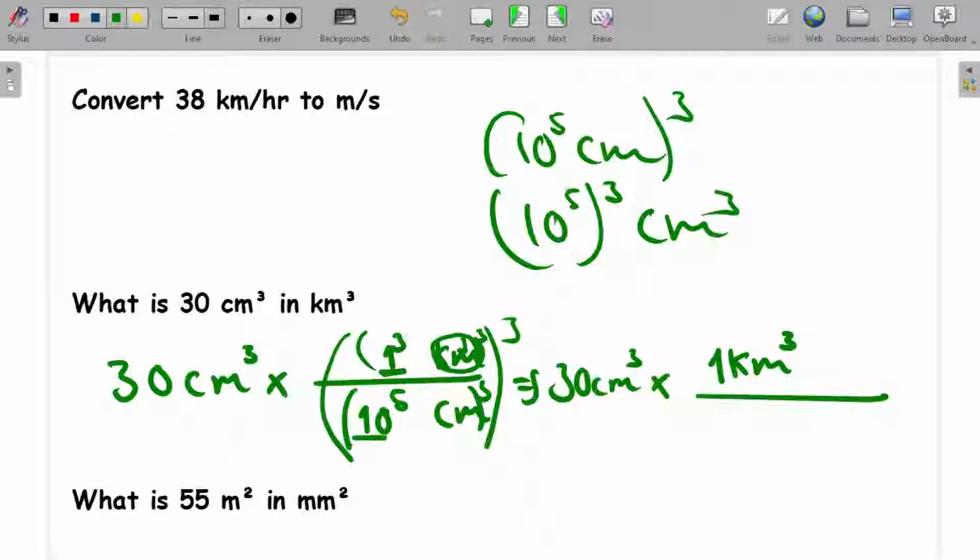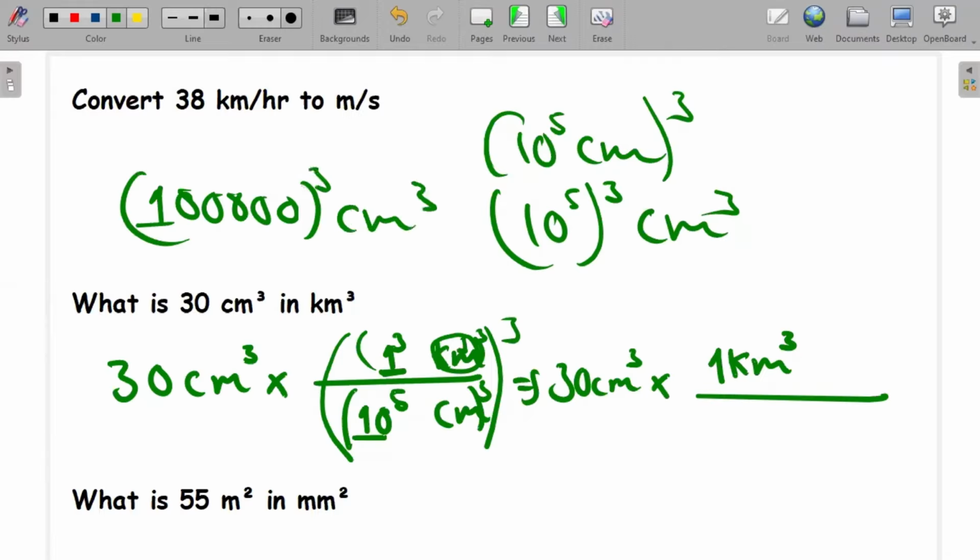If you don't want that, you can just write the 100,000 as you wanted here, 100,000 to the power 3, then centimeter to the power 3. It's one and the same thing. So I'll put it here: 10 to the power 5, to the power 3, then centimeter to the power 3. After this, you can see the centimeter to the power 3 will cancel out with this centimeter to the power 3. That means you've gotten rid of the units that you don't need. We are only remaining with the desired units.